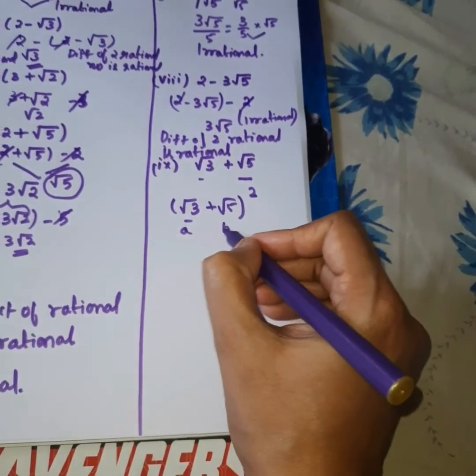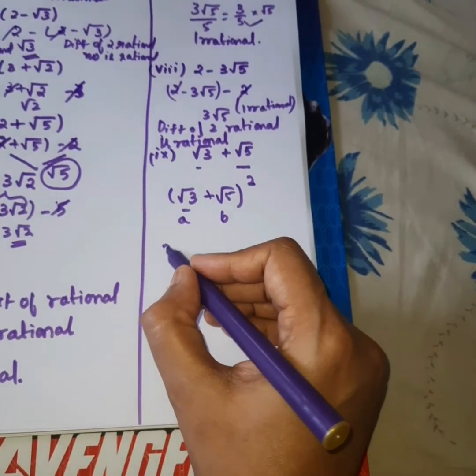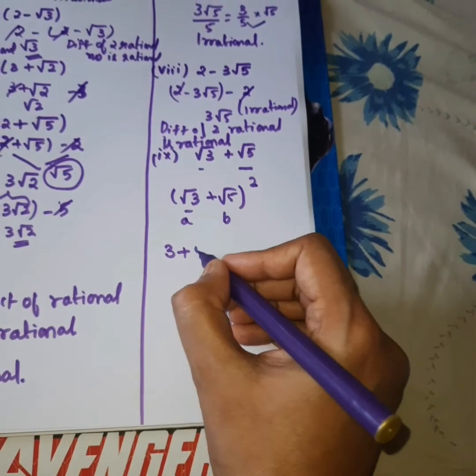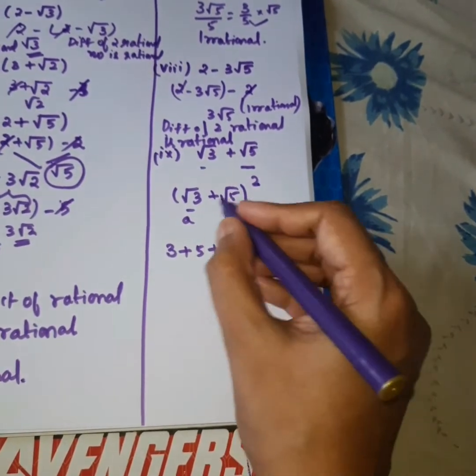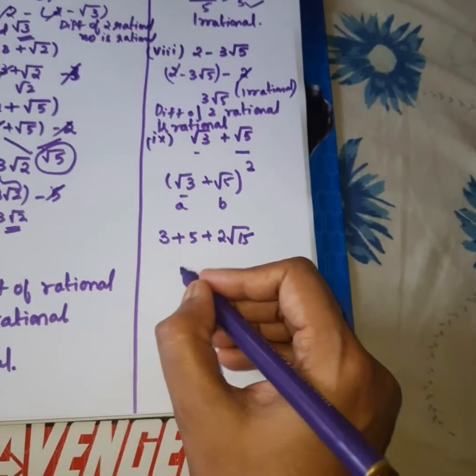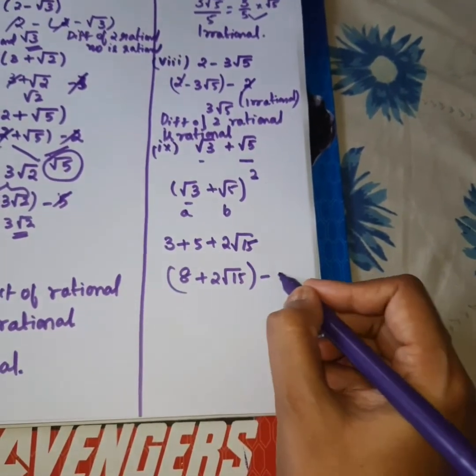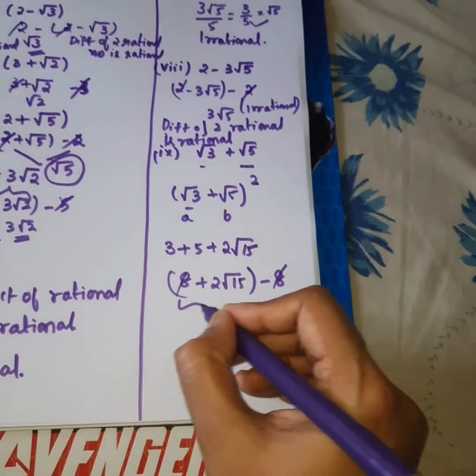So that is (a plus b) whole square. It's a form, so we need to expand. A square is 3. B square is 5. 2ab is 2 into 5 3s are 15, square root of 15. So 3 plus 5 is 8, plus 2 square root of 15, minus 8. 8 and 8 goes off.